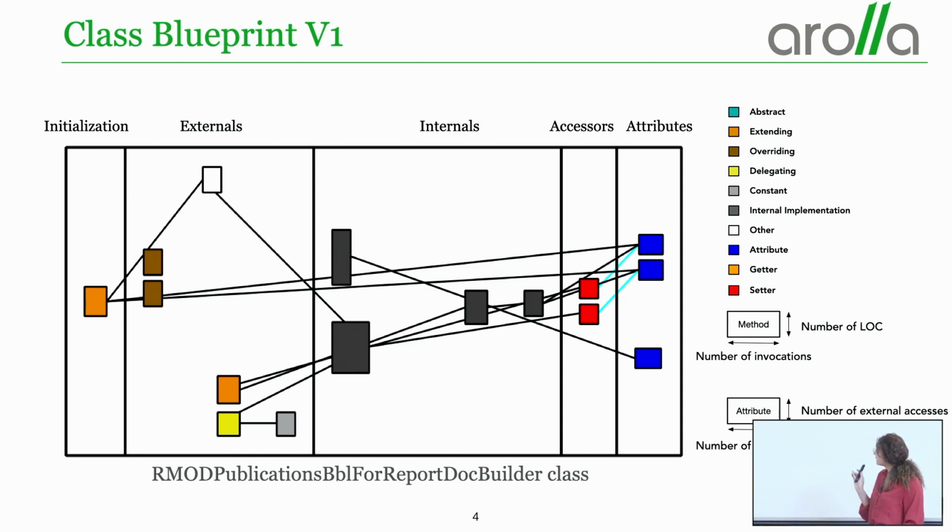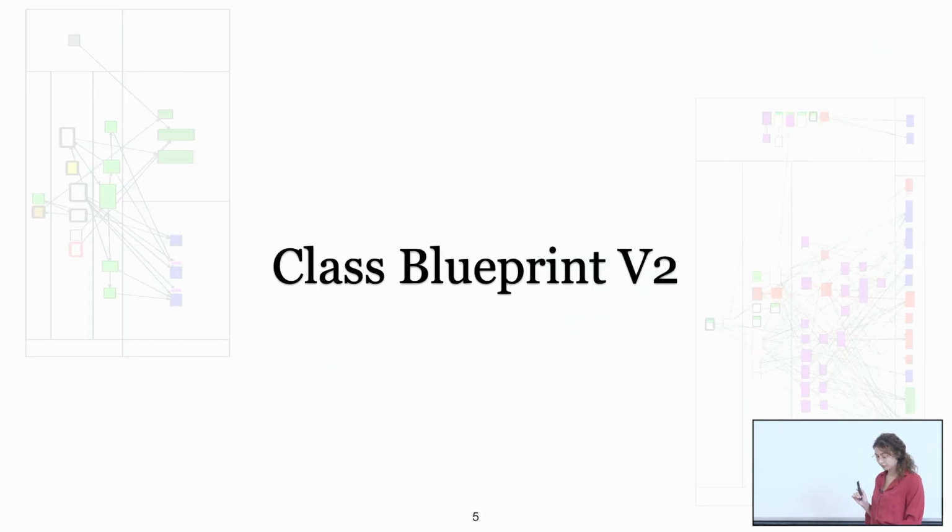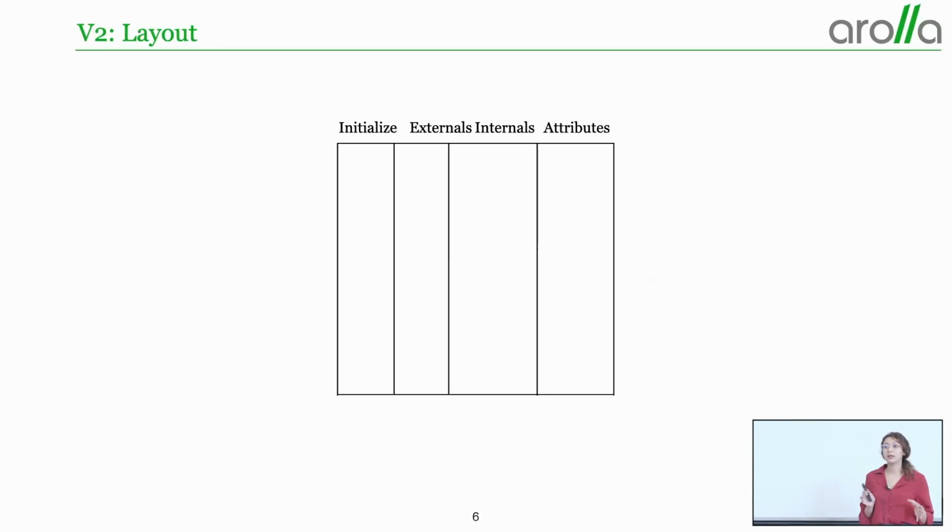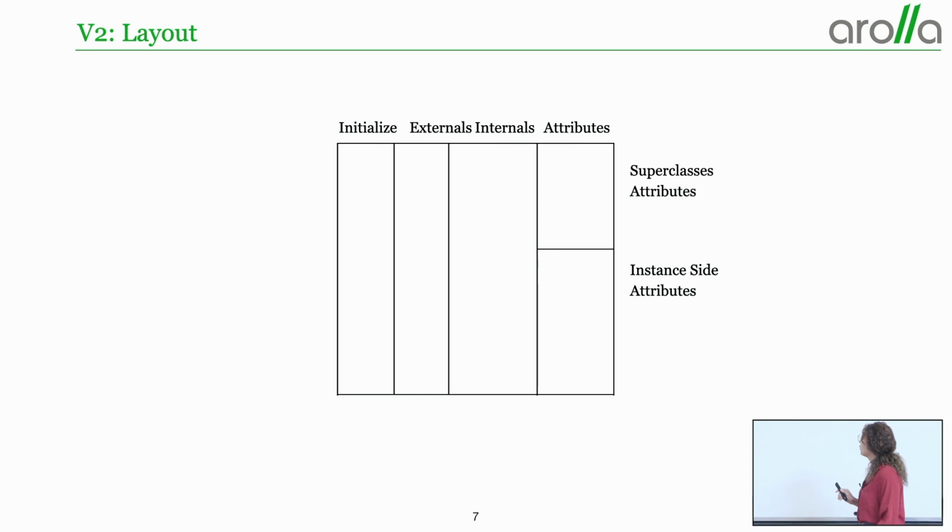Now, to present the new visualization, let's first explain a little bit the layout. First, we prefer to leave the initialize, externals and internals layers, and then the idea was, we said, okay, why not merge the accessors and the attributes layer into one layer and have the attributes here, and then have the accessors protecting the attribute node, as we will see later. The next idea was to separate the instance side, basically show the superclass attributes, which is a concept that did not exist in the original version.